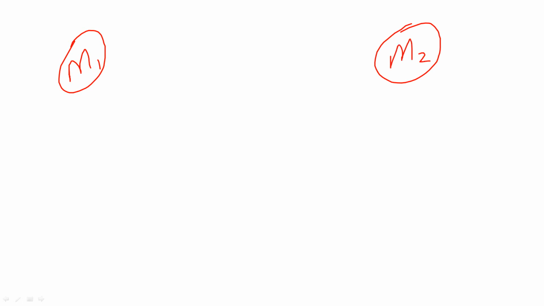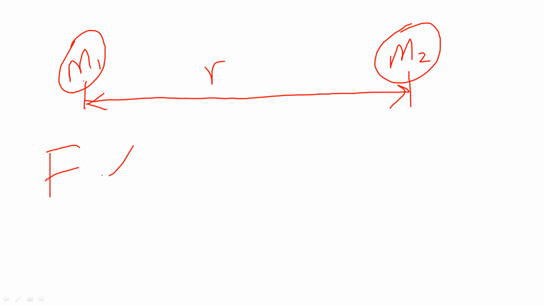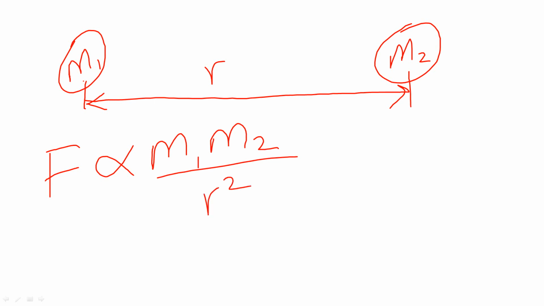If these are two particles in the universe, there will be a force of attraction between the two. If the distance between them is r, we are saying that the force which exists between these two masses is directly proportional to the product of the masses and inversely proportional to the square of their distance apart.